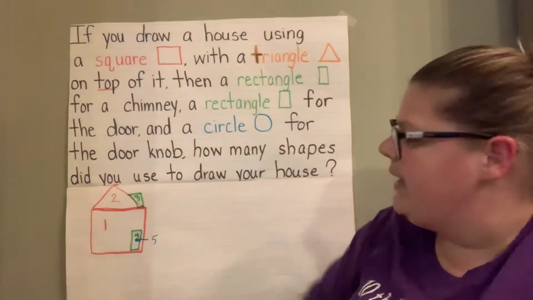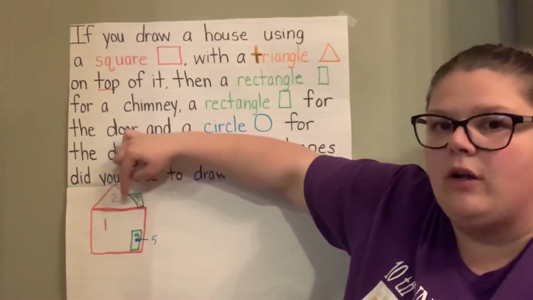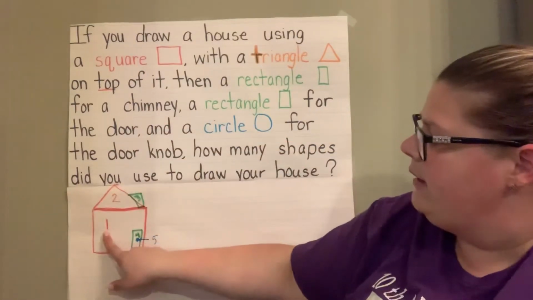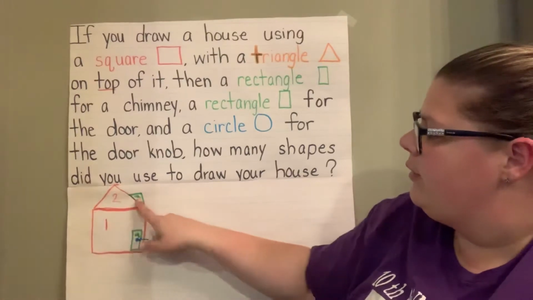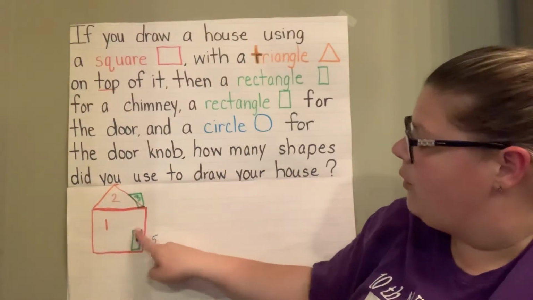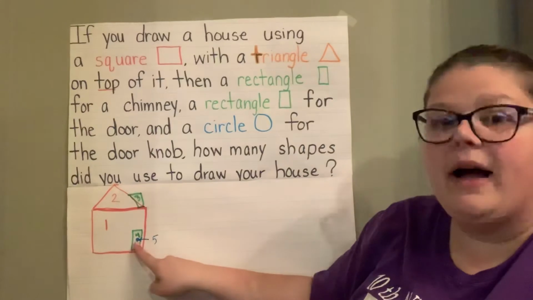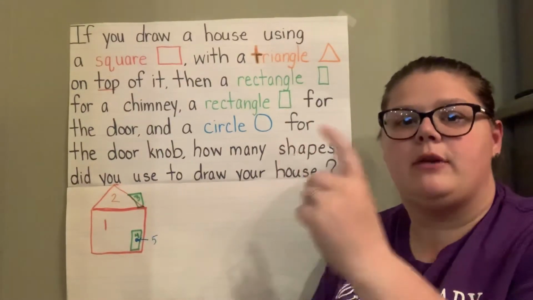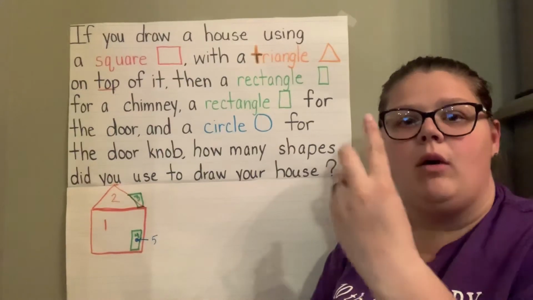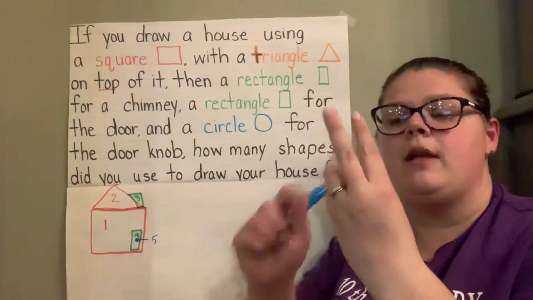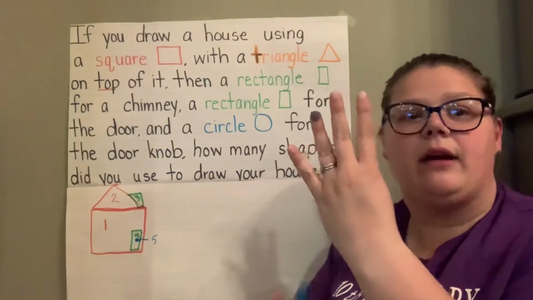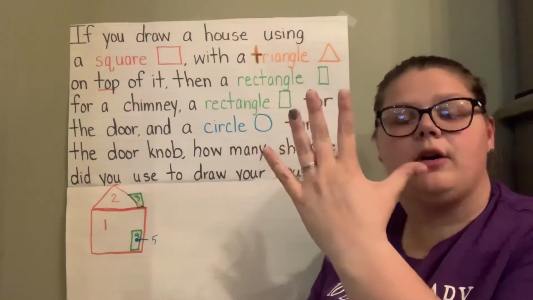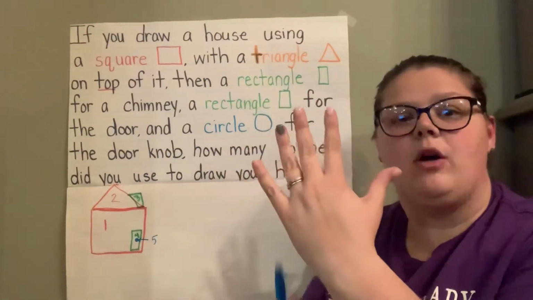Okay, so let's count how many shapes we used all together. 1, 2, 3, 4, and 5. So we used 5 shapes all together. We used 1 square, 1 triangle, 2 rectangles, and 1 circle. So 5 shapes all together.